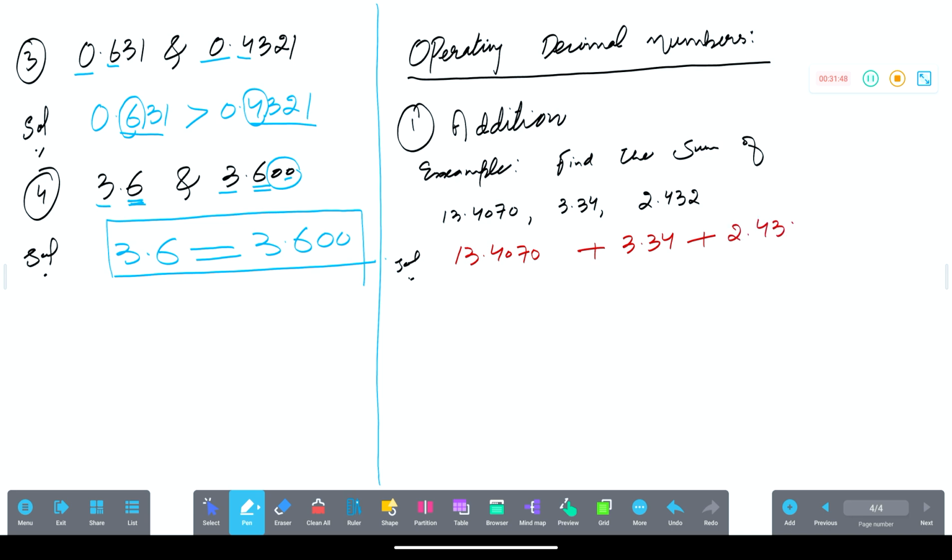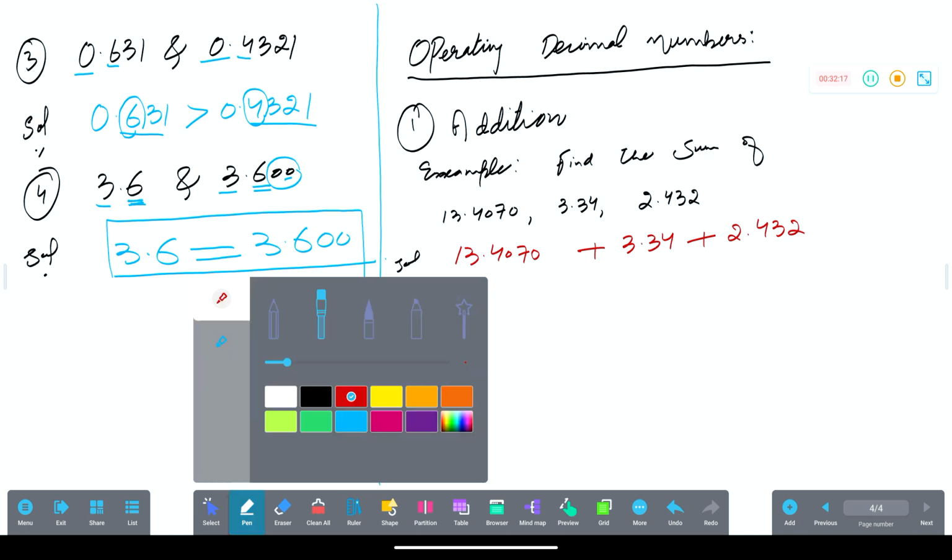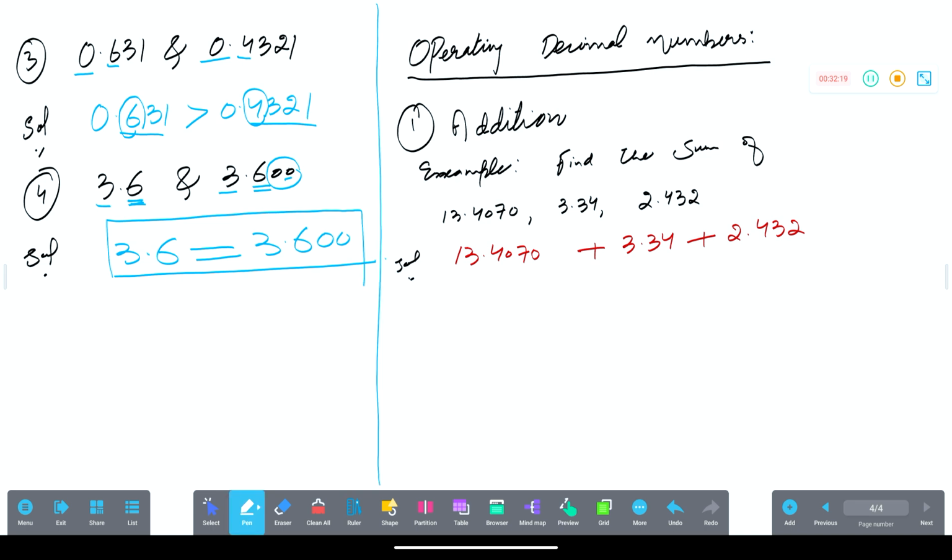2.432. Now remember the types of decimals where I told you that you can add or subtract, but most of the students will have confusion to add these decimal numbers. I have told you here that whenever it is unlike fractions, first of all, try to make them like. So I am doing the same here. Like means equal number of digits in the decimal part. You can see here the first number, 13.407, has 4 digits in the decimal, the next has 2 and the last has 3.